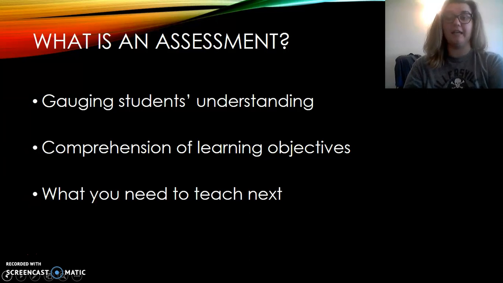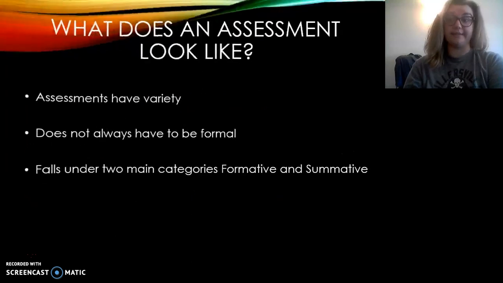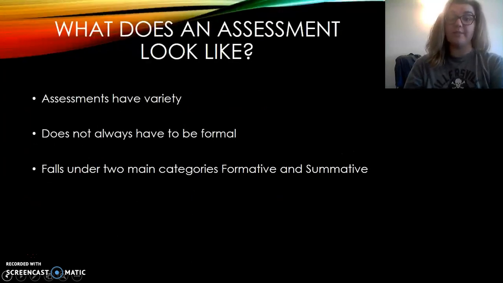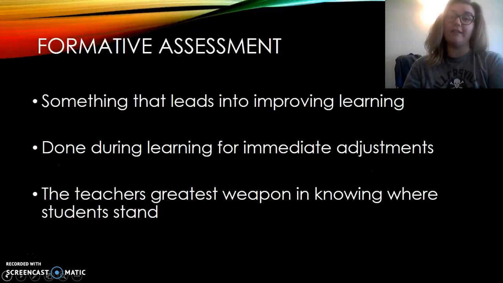And it is a guideline for what you need to do next in your classroom and what you need to teach next. So assessments can come in a variety of ways and do not always have to be formal, written out in paper, or typed up. They can be something as simple as asking questions during the class or in small groups, or reading the body language of your students. And they fall under two categories, the first being formative assessments.